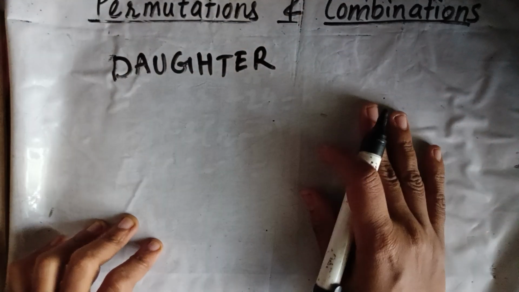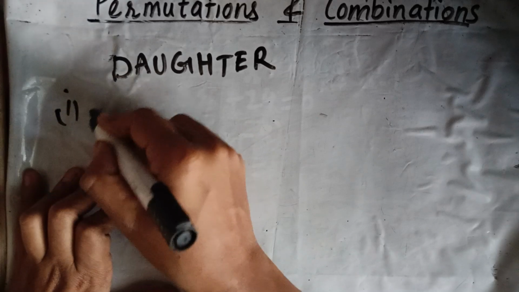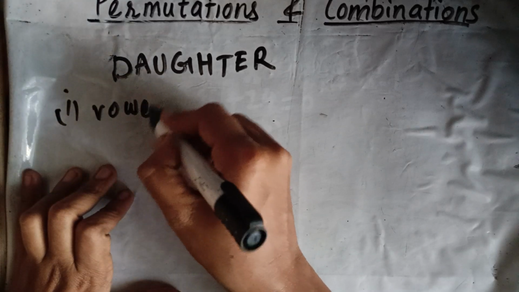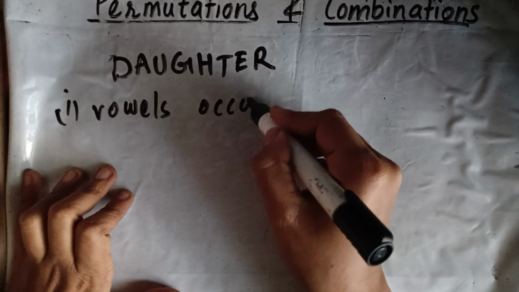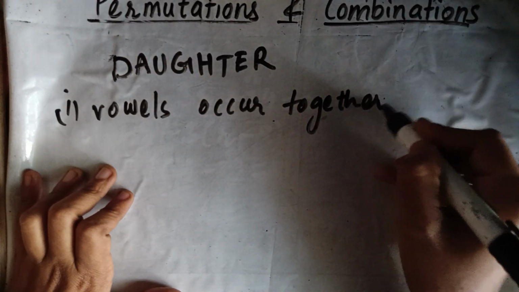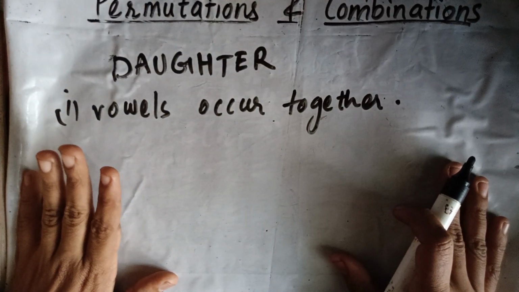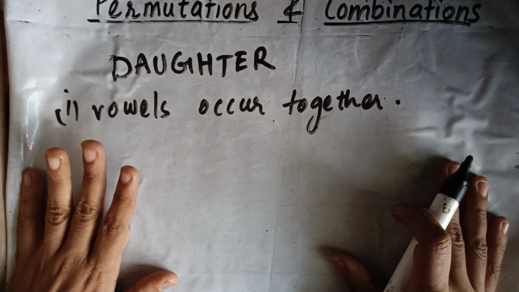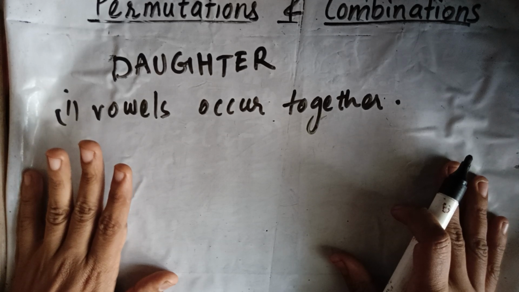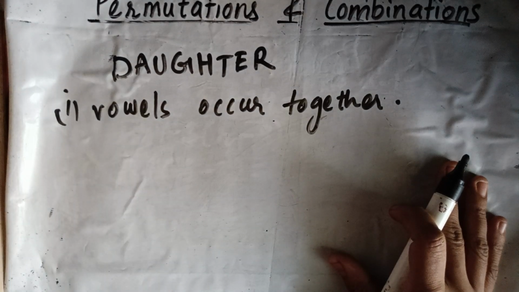Okay. So here they have given two conditions. First, vowels occur together. And in another, vowels do not occur together. Now here they have not given whether we can use repeated letters or not. So repetition is not allowed.